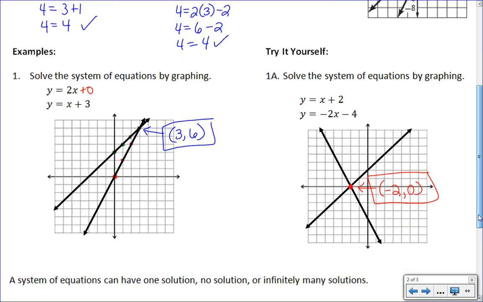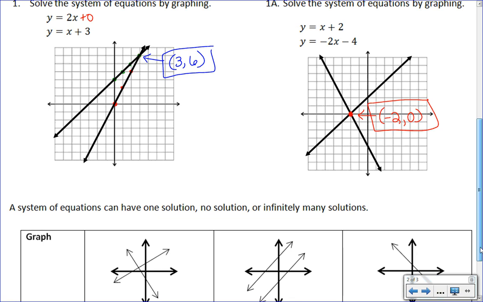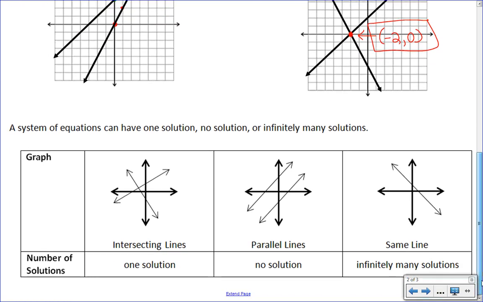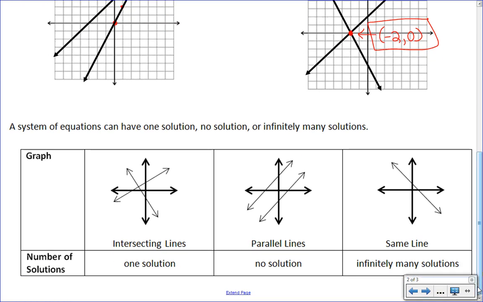Okay. A system of equations can have one solution, no solution, or infinitely many solutions. And you see pictures in this table here to show you what those would look like. So far what we've seen are systems that have one solution. There are two lines that intersect at a single point. So when you have intersecting lines, you have one single solution.